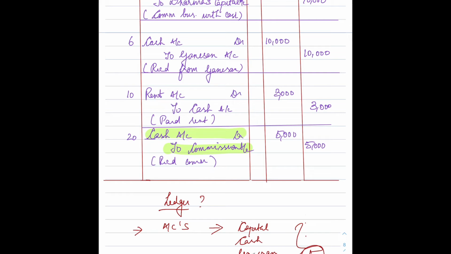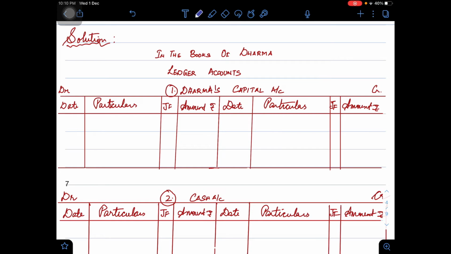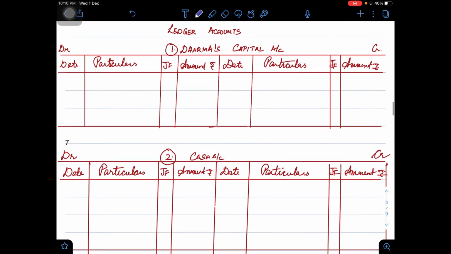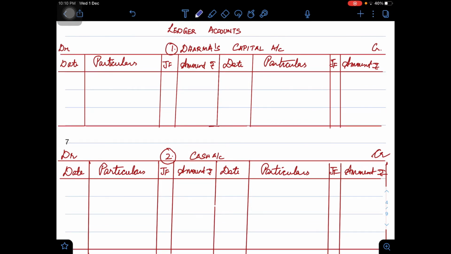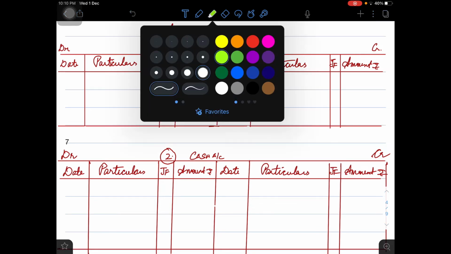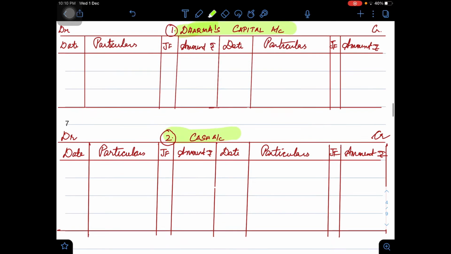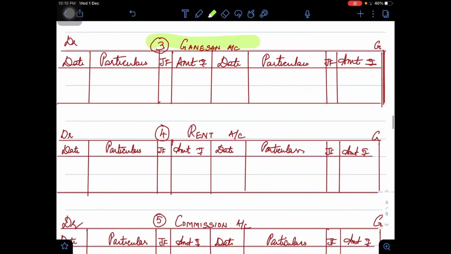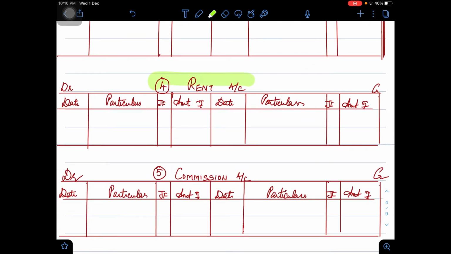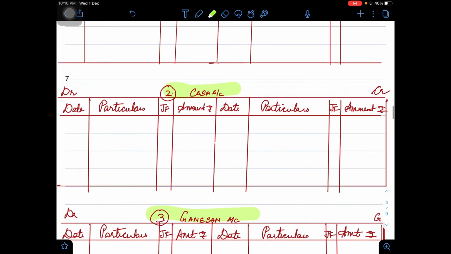So how do we proceed to prepare the ledger? We shall see now. Let us now discuss this solution in the books of Dharma, ledger account. I opened here the ledgers individually with the format: date, particulars, J.F., amount, debit and credit. Dharma's capital account, then one cash ledger, Ganeshan account, rent, and then commission. So these are the ledgers I opened.